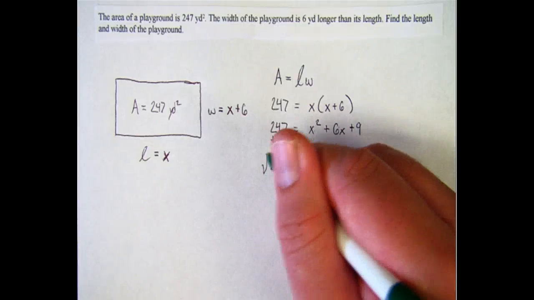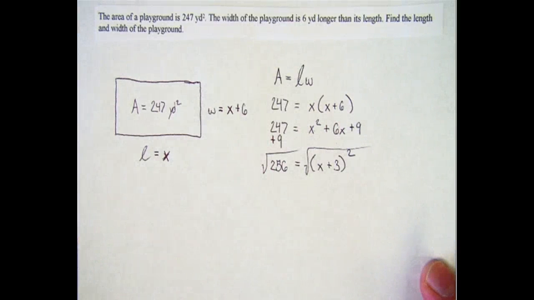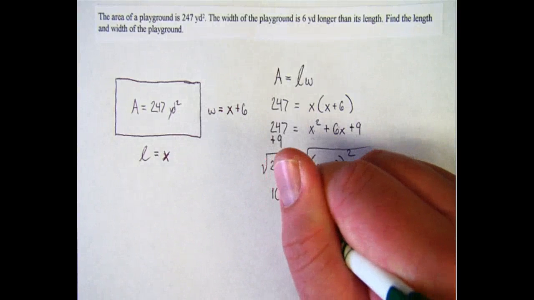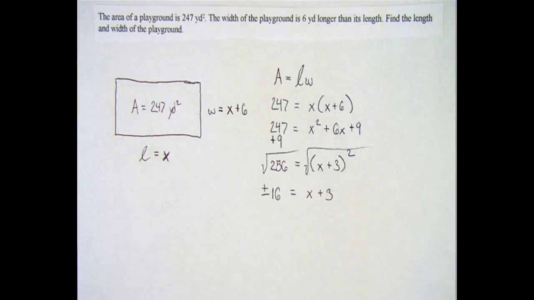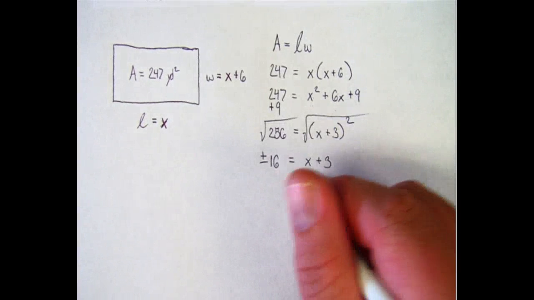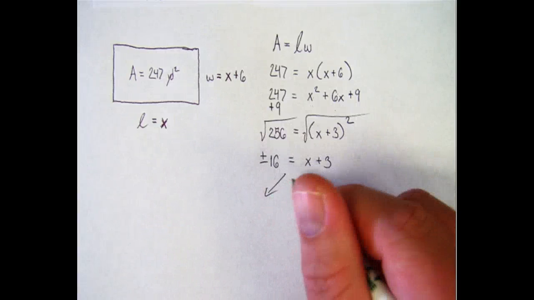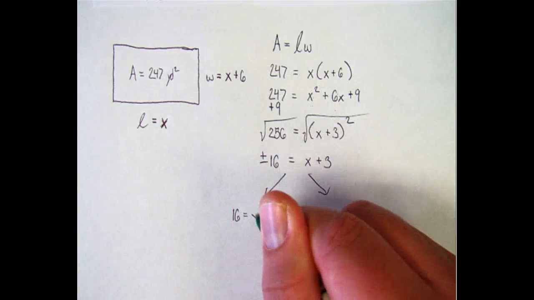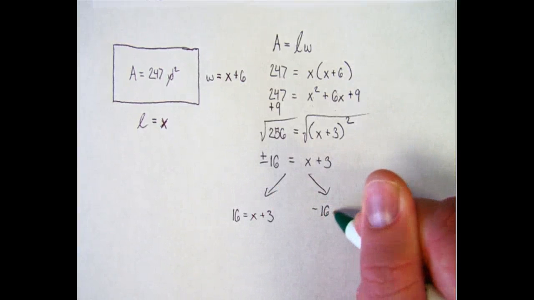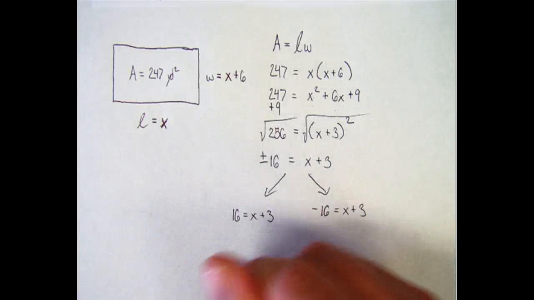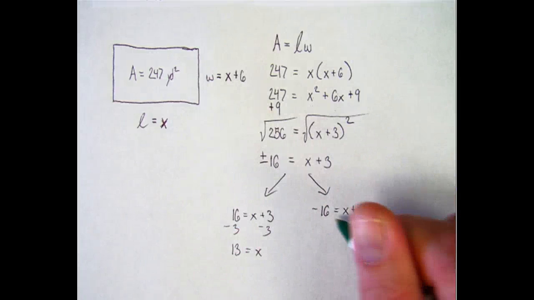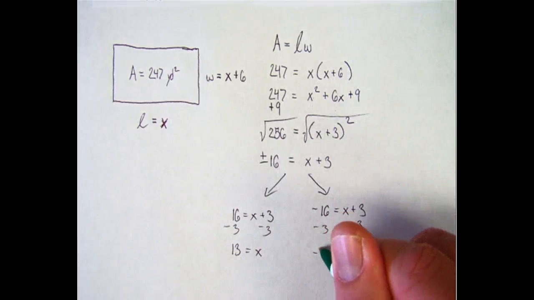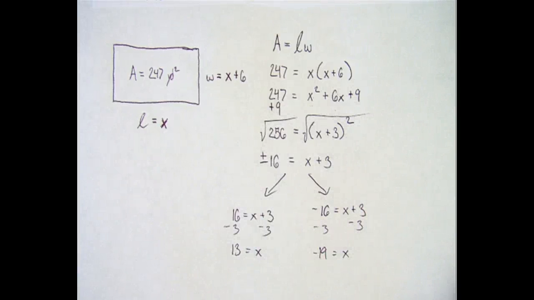Let's take the square root of both sides. And we can find that the square root of 256 is going to be 16. So I say 16 equals x plus 3, but we have to be careful because that's positive or negative 16. So now I can set up two problems. I know that it could be positive 16 equals x plus 3, or it could be negative 16 equals x plus 3. Let's solve them. So here I would get that x equals 13. Over here I would get that x is equal to negative 19.